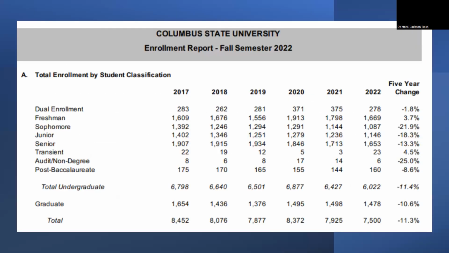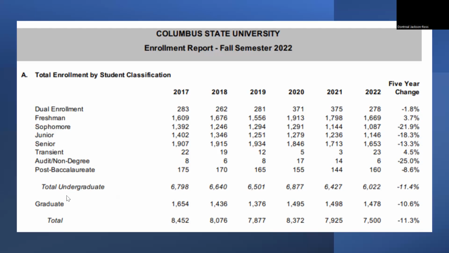Now, here is some data to support what's going on here at Columbus State University that can be found in the archives of the Columbus University Institutional Advancement area. Now, this graphing and chart here shows the enrollment report for the past 5 years, so between 2017 and 2022. And specifically, I want us to look here where it says freshman, sophomore.